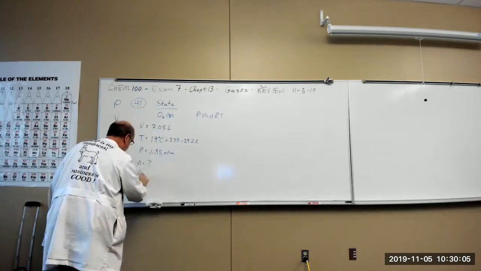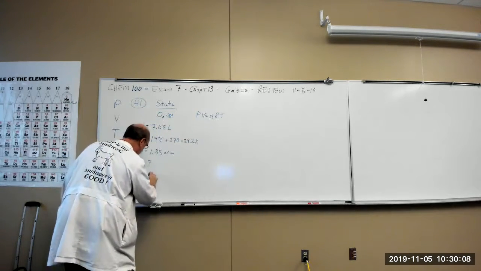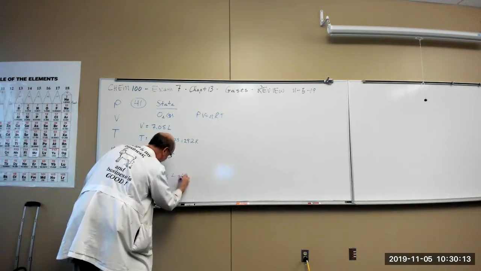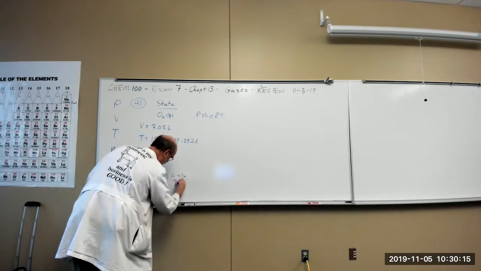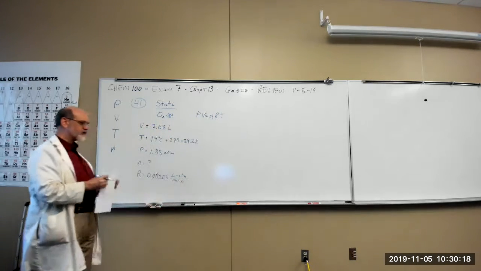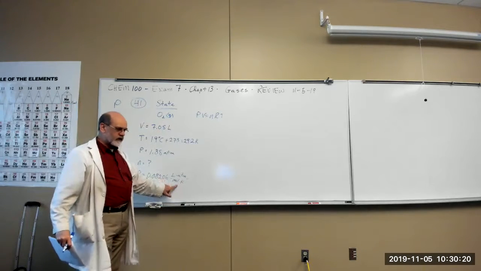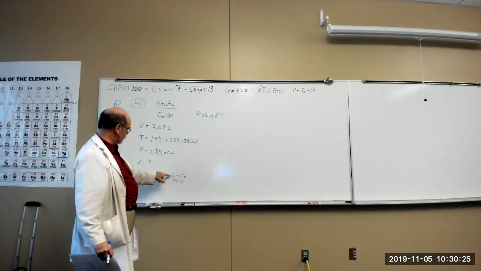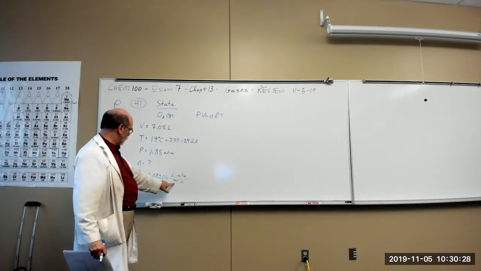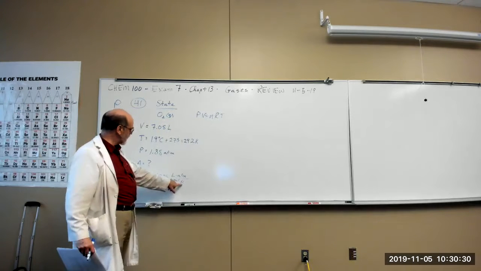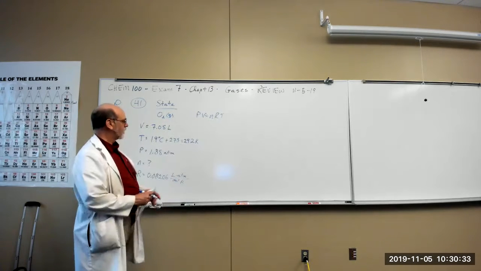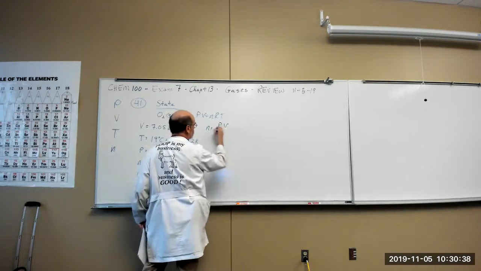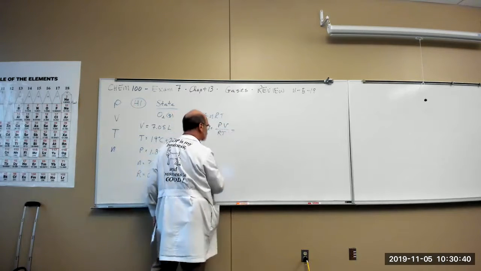And R is going to be what? That's the ideal gas constant. And that tells you the units for each of the other values. Liters for volume, correct. Atmospheres for pressure, correct. Moles, that'll be our answer, and K for temperature. So we're good. Now we can solve this for moles and substitute our values.